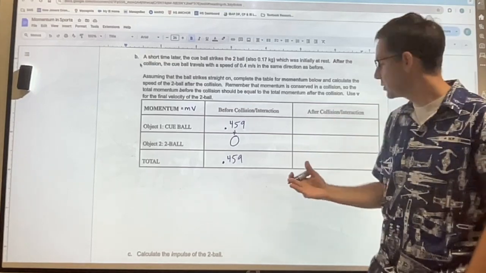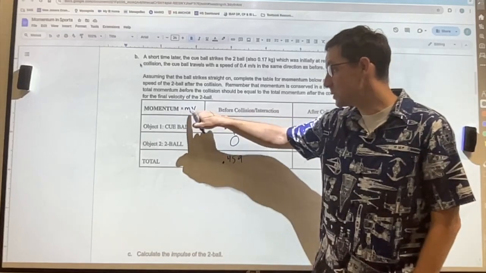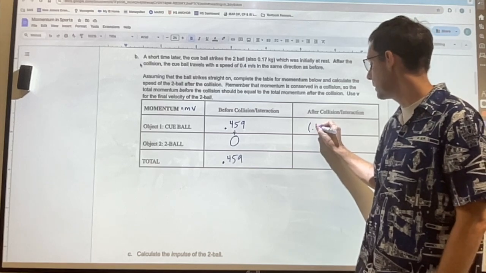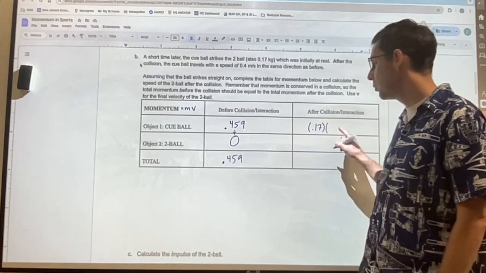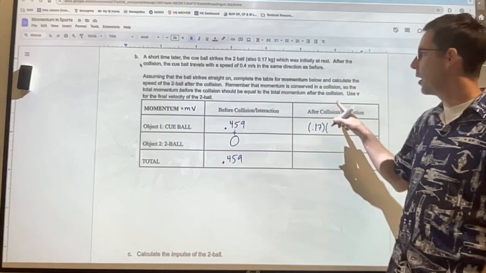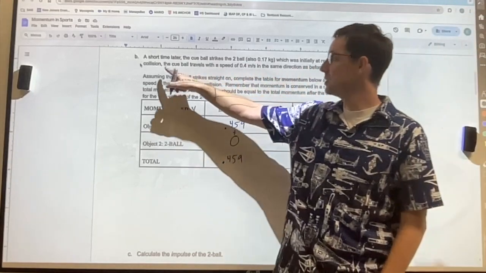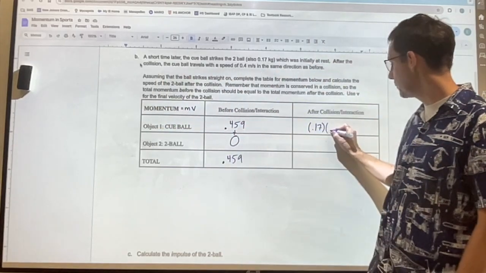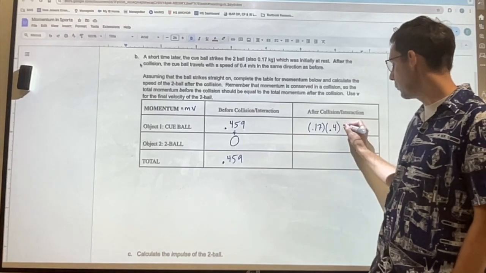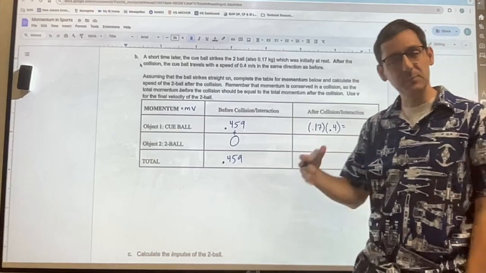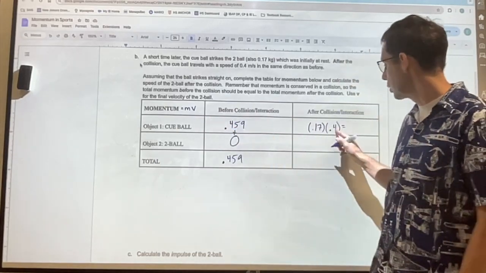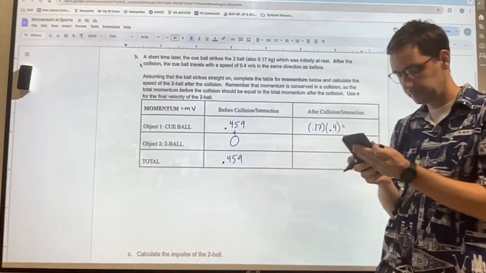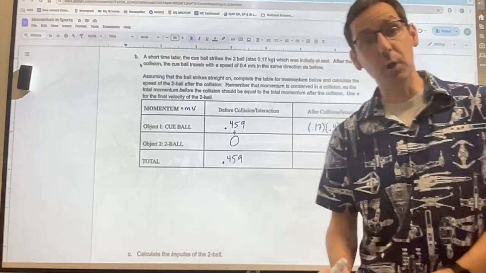So after the collision, what do we have? Well, again, I'm going to use mv for momentum. So the mass of the cue ball, the white ball, is still 0.170. And I'm going to multiply that by its velocity. Now, up in the question, it says, after the collision, the cue ball travels with a speed of 0.4 meters per second. So we're going to put the 0.4 there, and that will allow us to calculate the momentum of the cue ball after the collision. So 0.4 times 0.17 gives us 0.068.